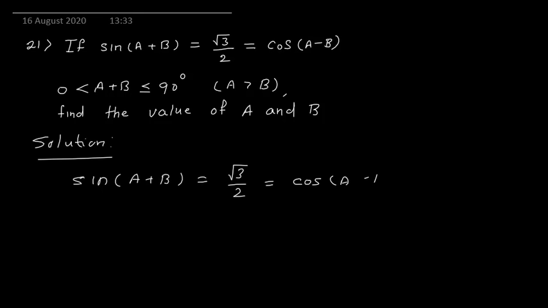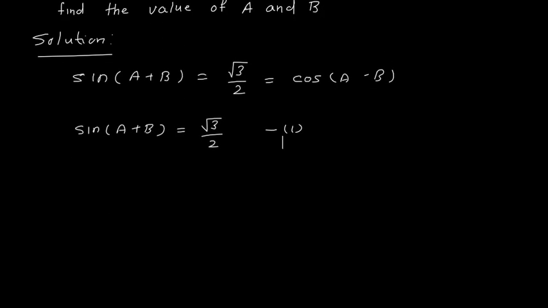Now I will write this separately. I will write sin of a plus b equal to root 3 divided by 2. I will say this is equation 1. And cos of a minus b, I will write this as root 3 divided by 2. Okay. So sin of a plus b is root 3 by 2 and cos of a minus b is root 3 by 2.